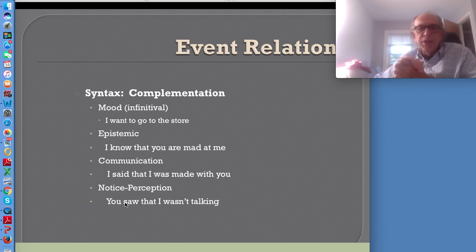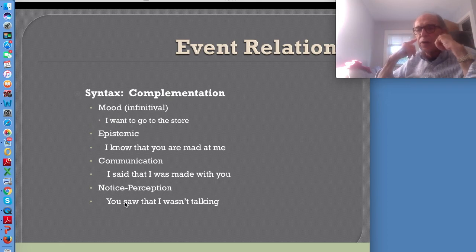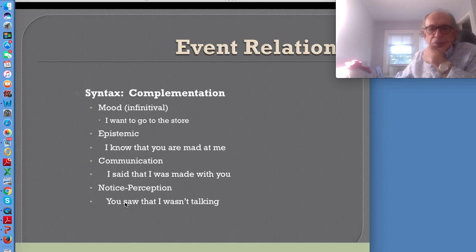Notice, so seeing is noticing. You saw that I wasn't talking. You noticed that I wasn't talking. You perceived that I wasn't talking. I heard that you were angry with me. All of those are notice verbs, and they pattern just like epistemic and communication. All three, epistemic, communication, and notice perception, pattern the same way.